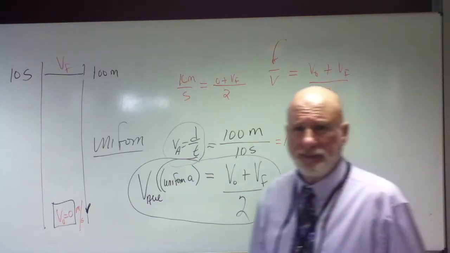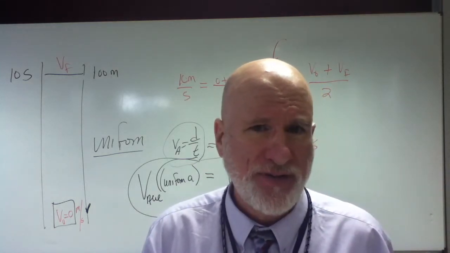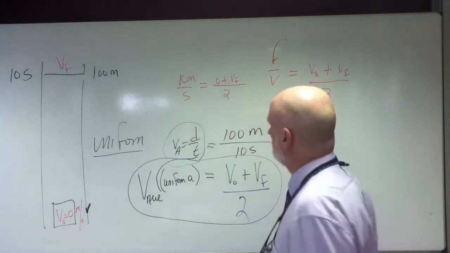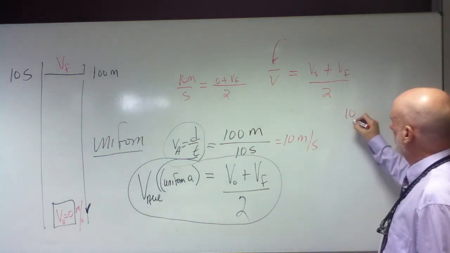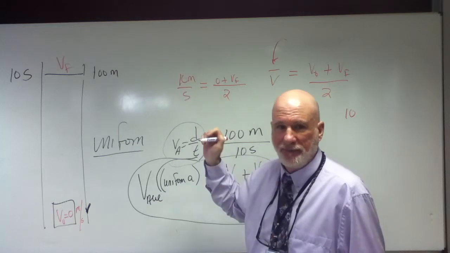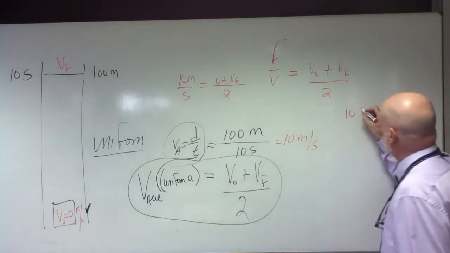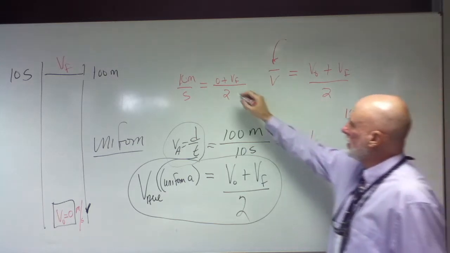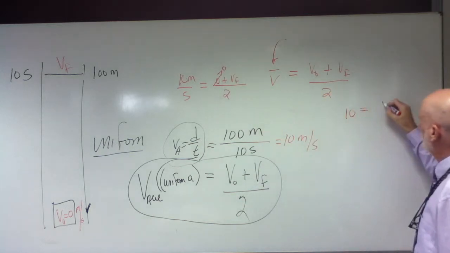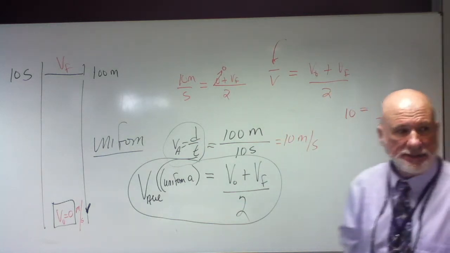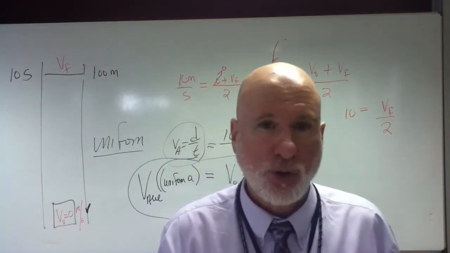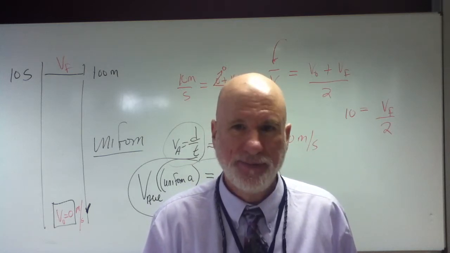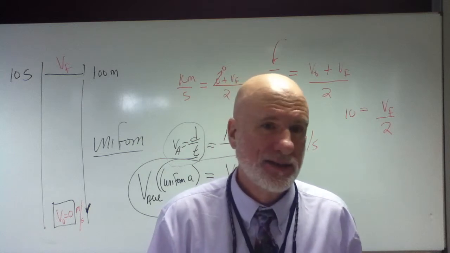Does anybody know the answer yet? Can you solve for VF? Shall I leave out the unit labels? Is that okay? Doesn't this reduce to 10 equals 0 plus VF over 2? Now cross multiply and divide. What's VF? Yes? 20.